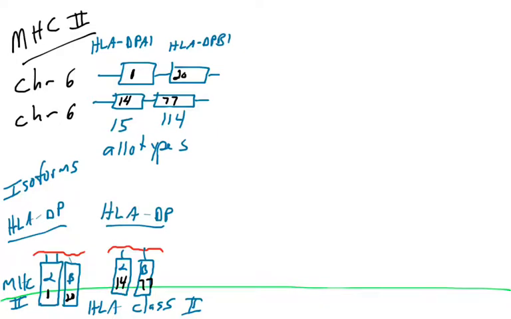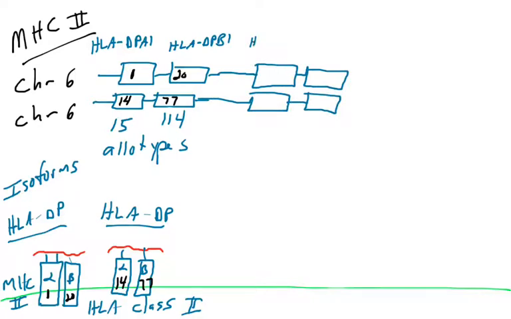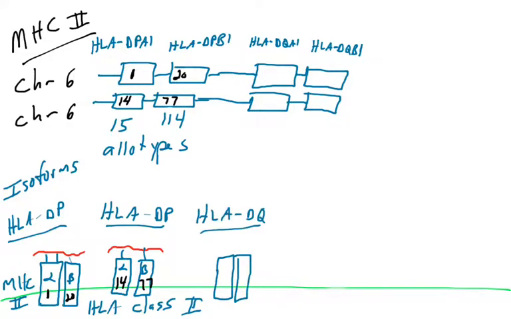So both of these are HLA-DP molecules, but they're going to probably present different peptides because they have different peptide binding motifs, which we'll talk about in the next slide. There's another set of genes that encode for HLA class II molecules, and we call these the HLA-DQA1 and DQB1. And so they're going to encode for the DQ isoform, right?